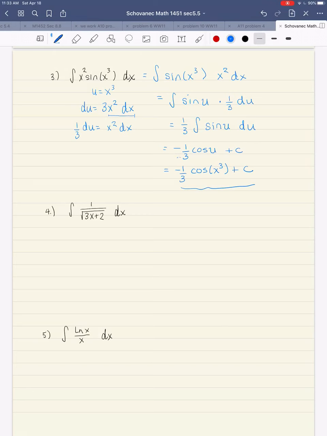All right, take the derivative. Hide the 1/3. Take the derivative of the cosine, and you'll get minus the sine of x cubed. Then take the derivative of x cubed, and you'll get a 3x squared. So if you multiply that by the -1/3, you get the positive x squared sine of x cubed that we had as the original integrand.